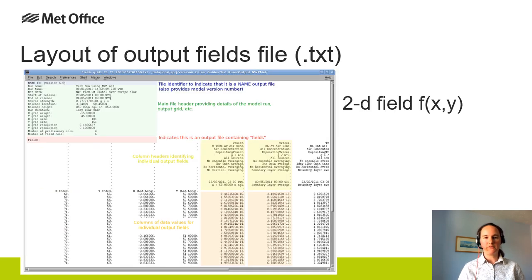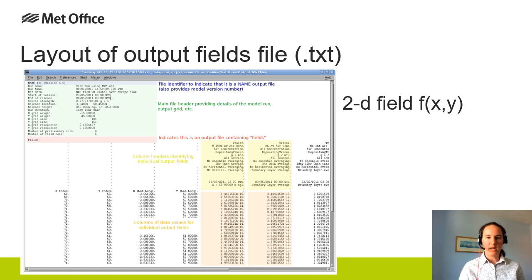So this is what a fields file looks like. I apologise for the slightly small size. The best thing to do for this is to pause at this point and open your own output fields files. But basically, at the top left, we have a file identifier that just tells us it's a NAME output file. In this case, it says NAME3 version 6.2, so it provides the version number of the model.